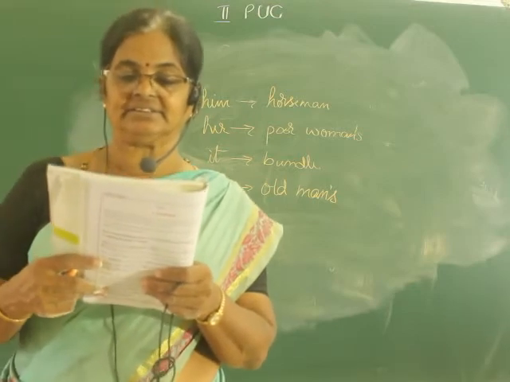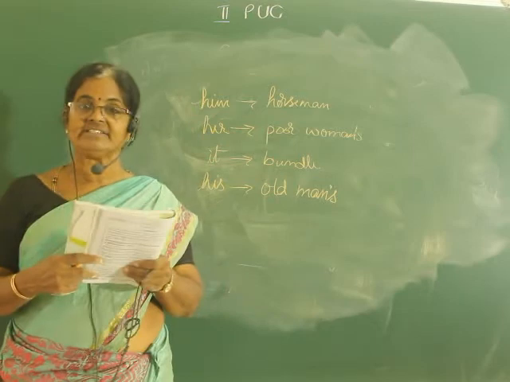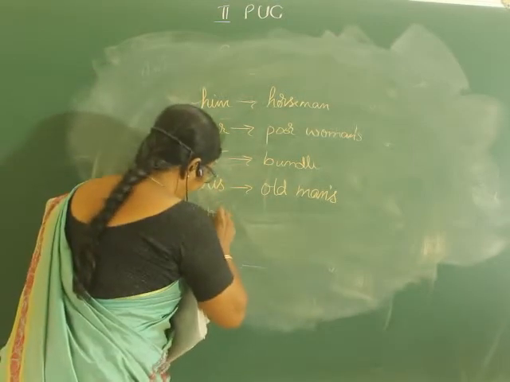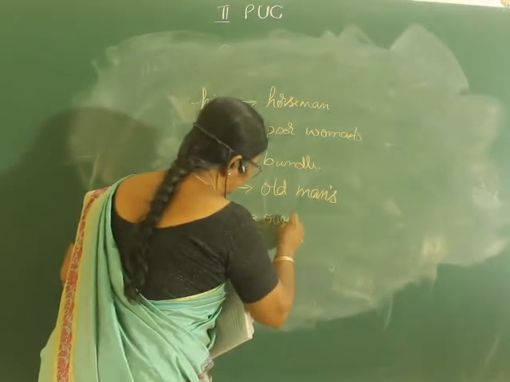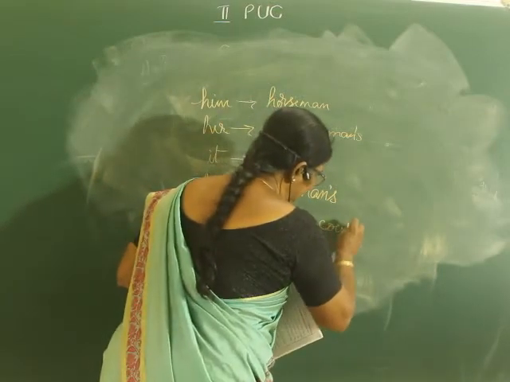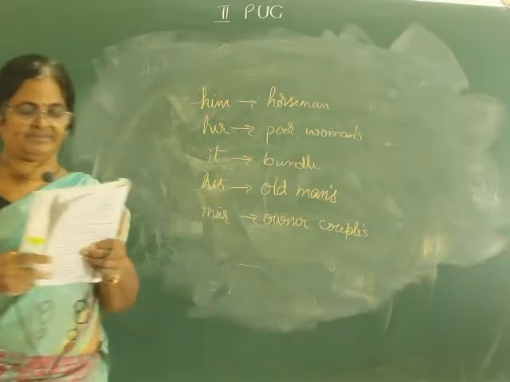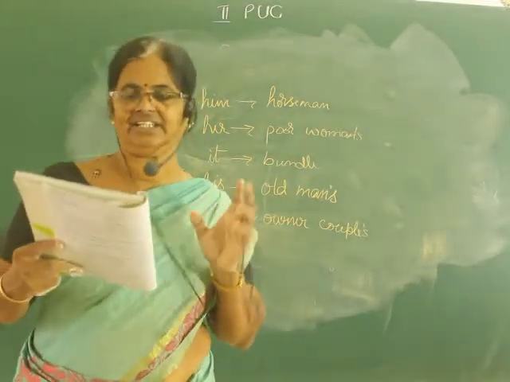Their: owner of the farm and his wife. Their, owner couples, you can write. Owner couples. You need not write the same word. Here it's right.